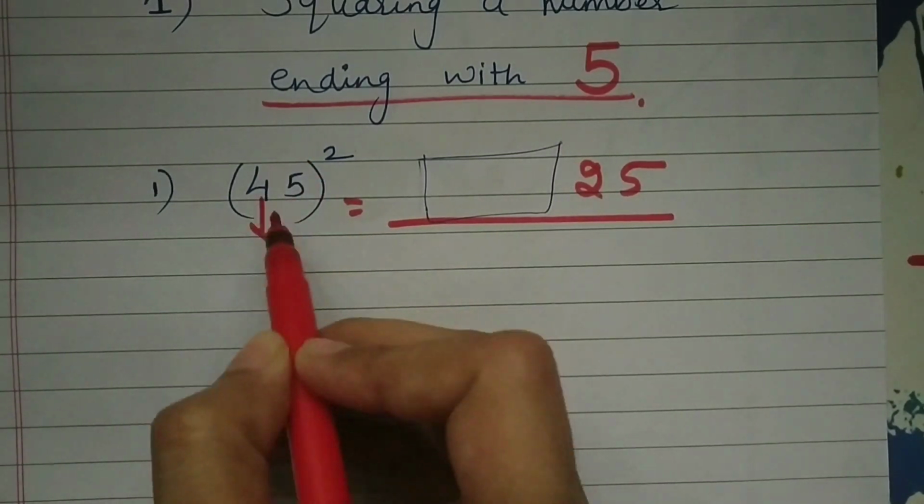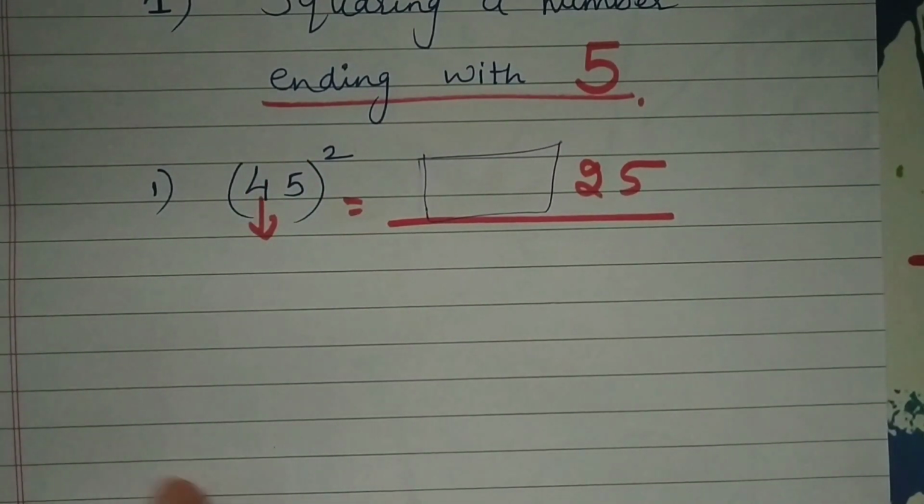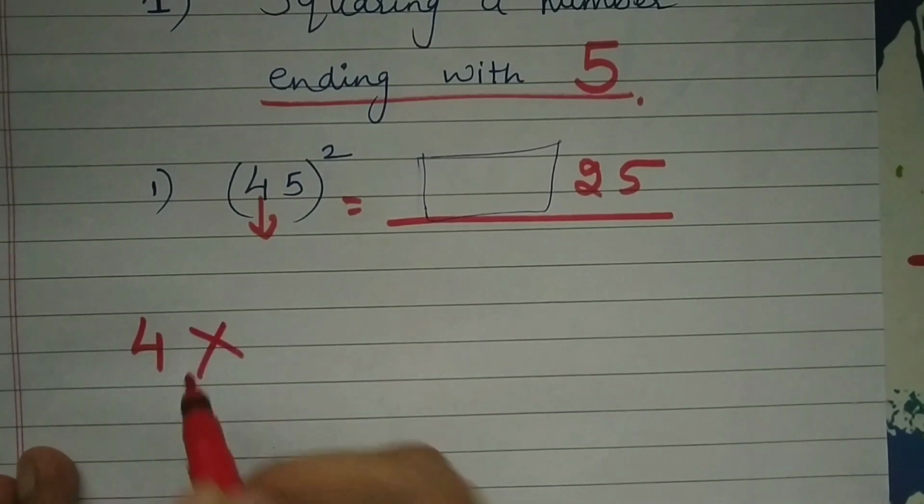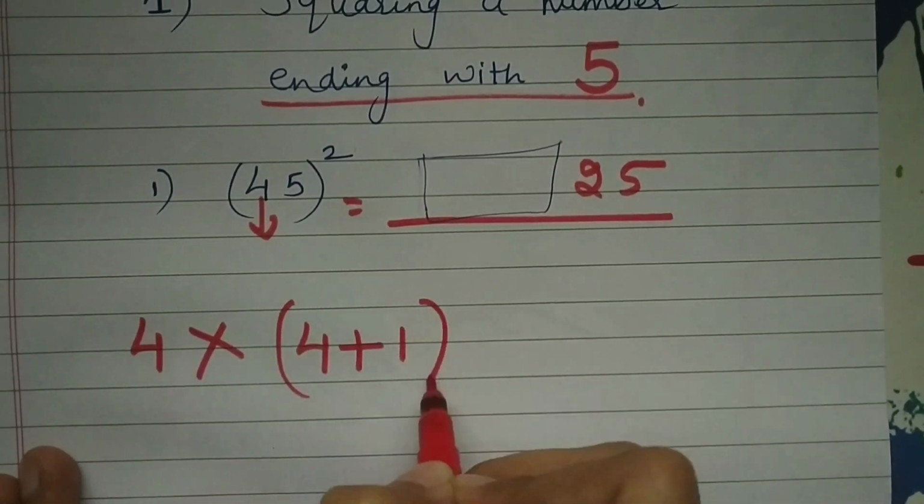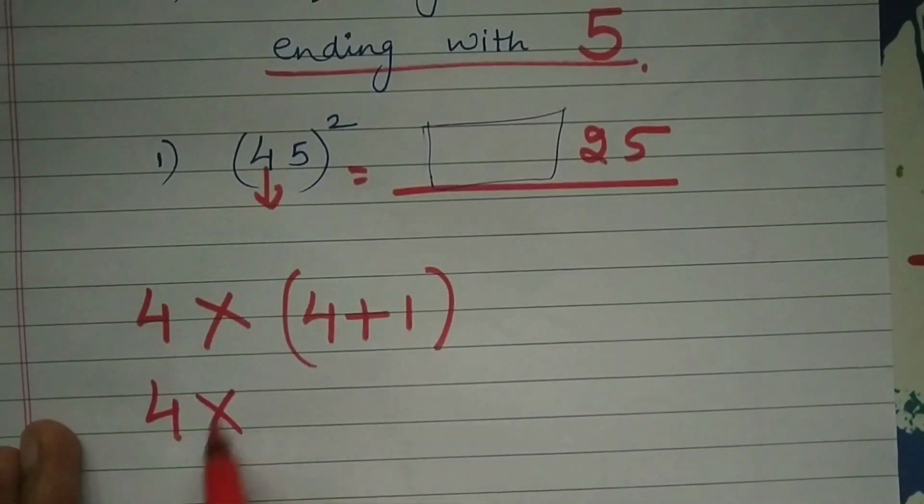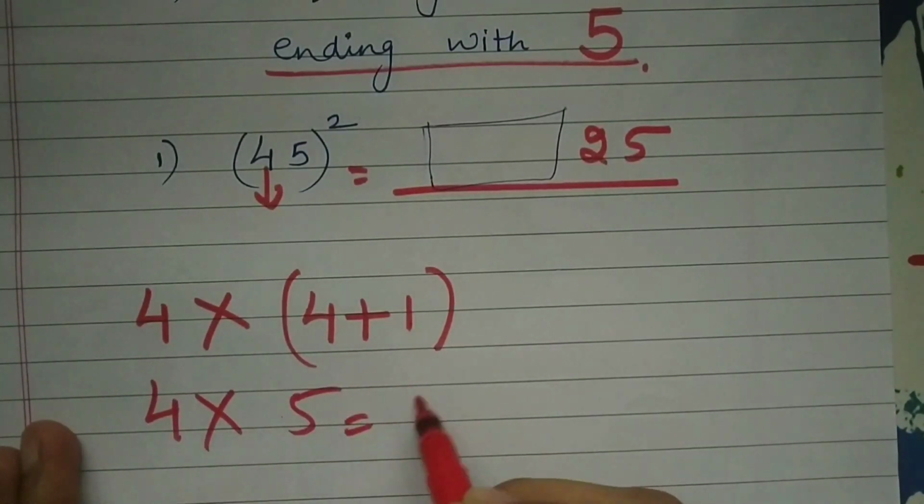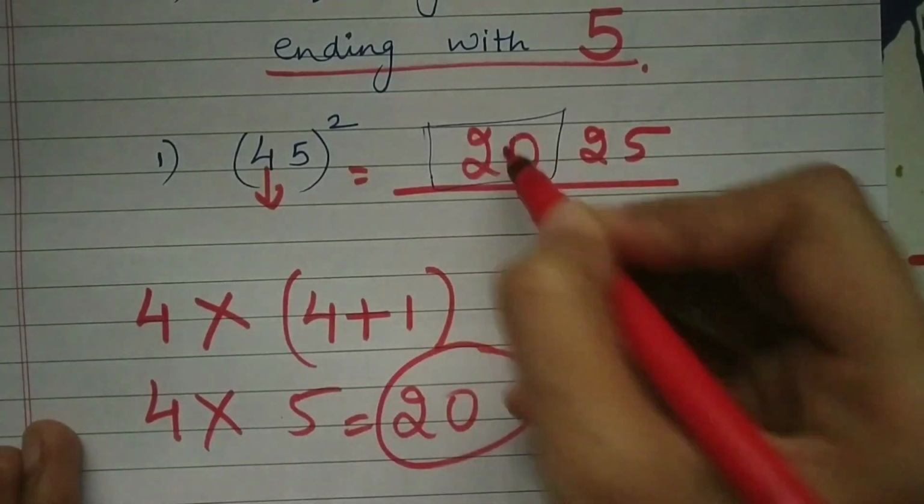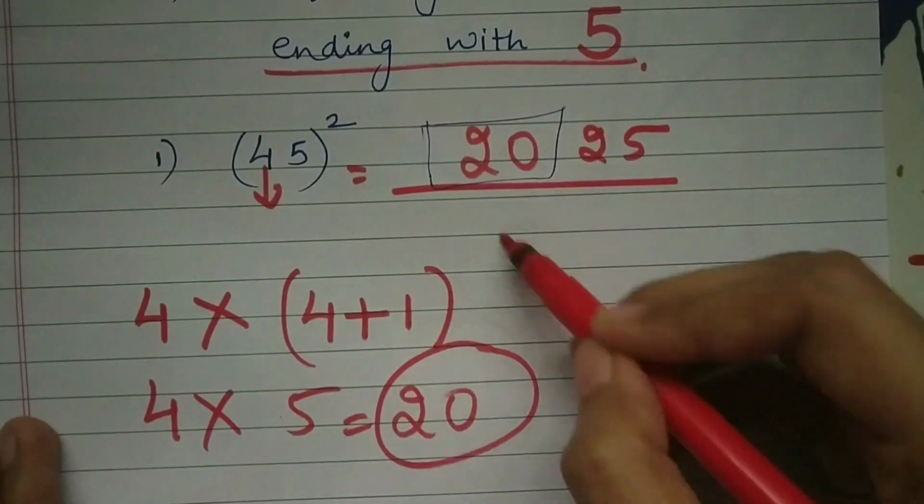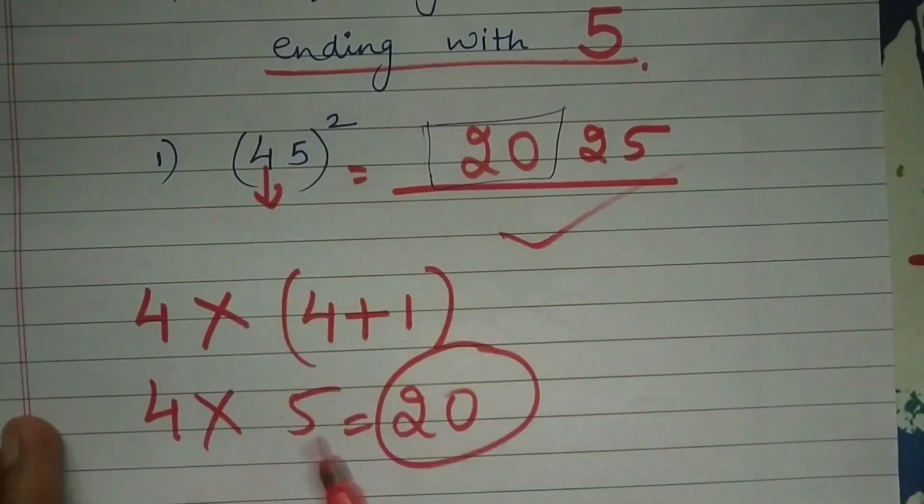See this number. The number is 4. All you have to do is multiply 4 by 4 plus 1. 4 plus 1 is 5, so 4 times 5 is 20. So the initial value is 20. That's it. This is the answer for 45 square, 2025. You can check in your calculators if you are not confident. So that's the simple trick that we can use.